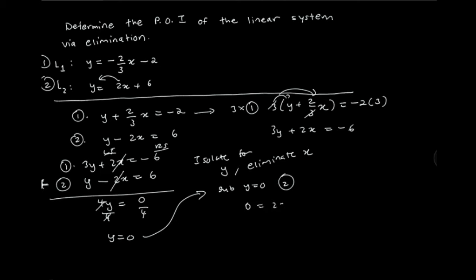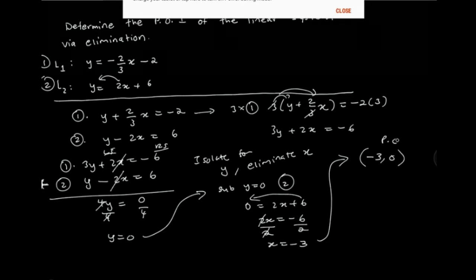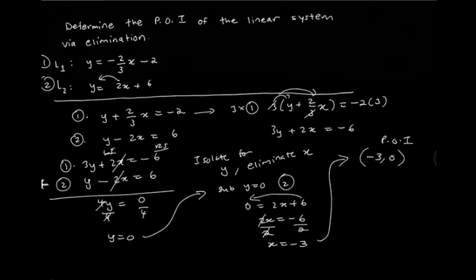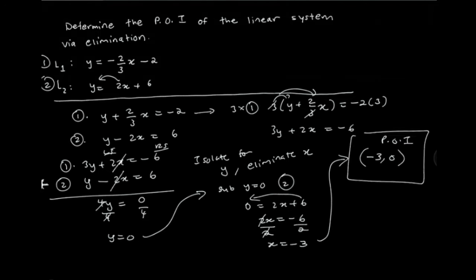0 here is equal to 2x plus 6, right? You want to solve for x, I'm going to move the 6 to the other side. 2x is equal to negative 6. Right, if I want to solve for x, I'm going to divide this by 2. Whatever I do to one side, I have to repeat to the other side. X here is equal to negative 3. So collectively, the point here is negative 3 for x and 0 for y, and this is the point of intersection. Okay, and yeah, that is how you solve for it using elimination.